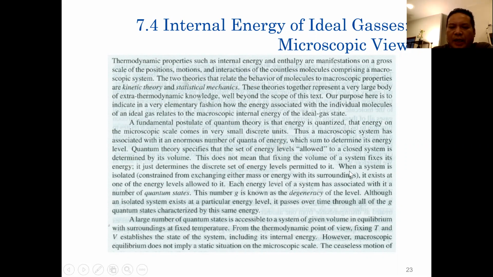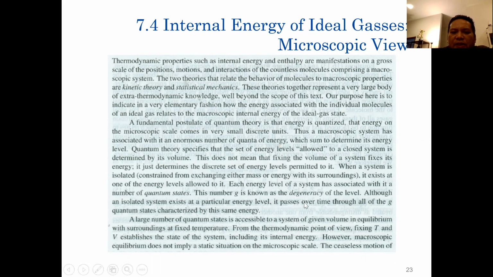When a system is isolated, constrained from exchanging either mass or energy with its surroundings, it exists at one of the energy levels allowed to it. Each energy level of a system is associated with a number of quantum states. So that's a quantum state according to the energy level in it. If you watch the movie Ant-Man, they go to the quantum state. It's smaller than the molecules, the energy inside it. That's why it's very difficult to go out from the quantum state, because there's an energy attraction in it.